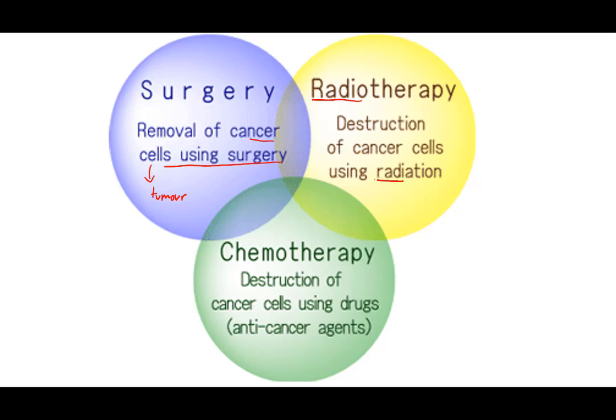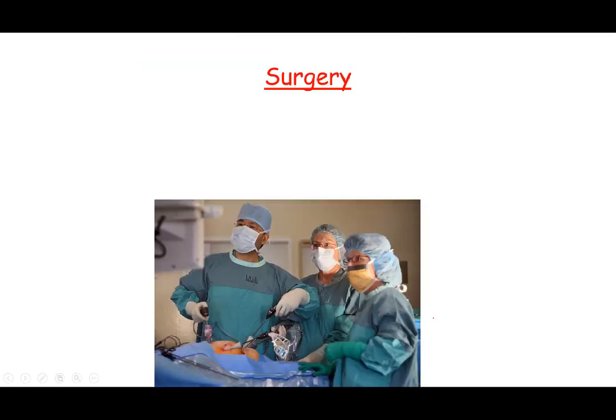Radiotherapy is using radiation to destroy the cancer cells, and that's good because they can target them specifically. And chemotherapy is when they try and destroy the cancer cells using drugs. So you either get a drip or you take tablets, and the chemicals basically kill any cancerous cells. Now, the problem with all of these is they have side effects. So we'll have a little chat about those as well.